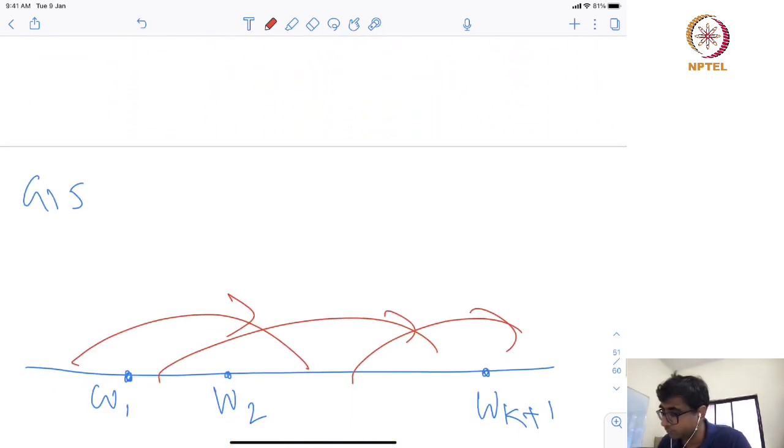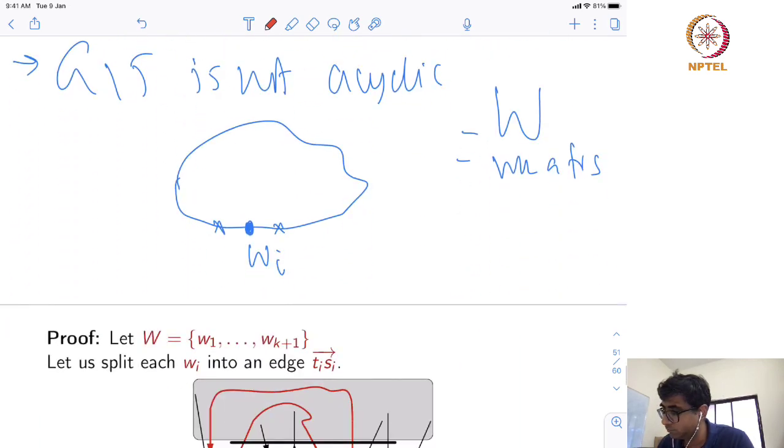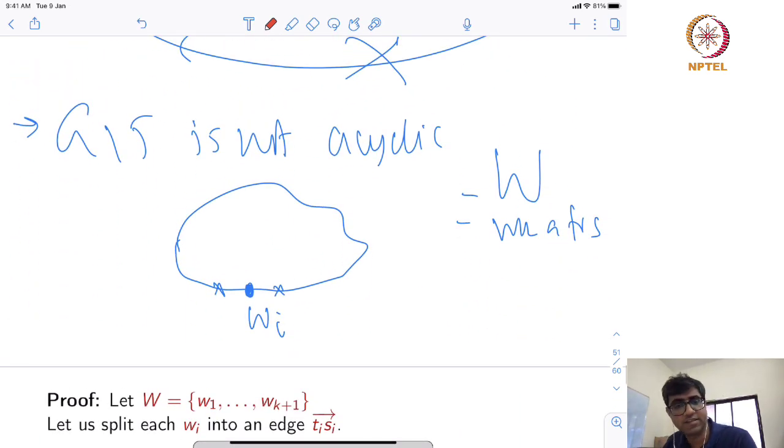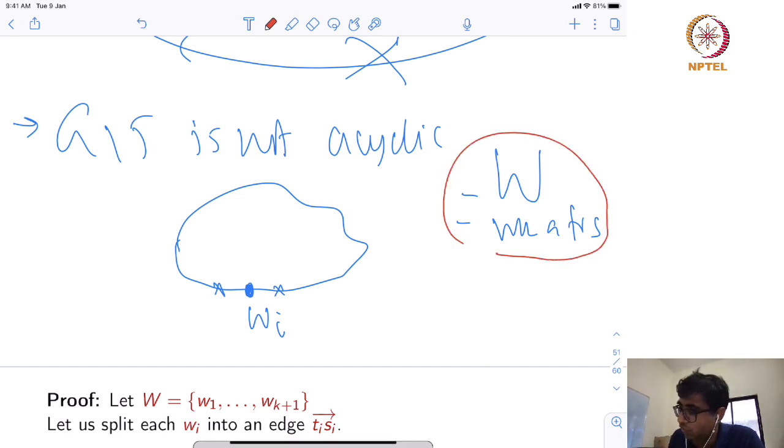Because if G minus S is not acyclic, then fix some W there. But remember, W is a directed feedback vertex set. So if it is not acyclic, there is a cycle and that contains a vertex wi. If it contains a vertex wi, then you replace wi with some SITI, right here, SITI.